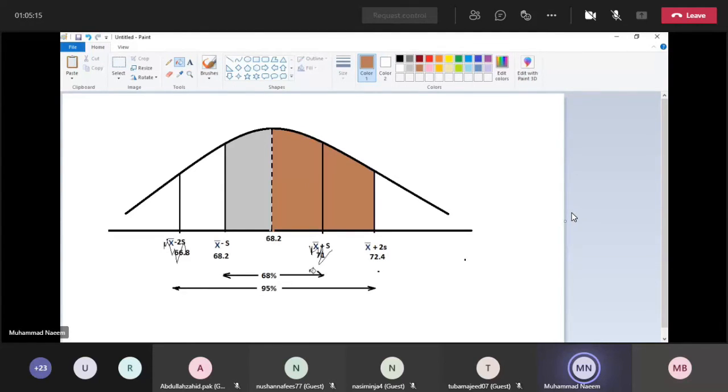We need only this one. This means we are considering half of the smaller interval, the left half, and the right half of the larger interval. Half of both the intervals we are considering here. This is the reason that we are taking the average of both the percentages.